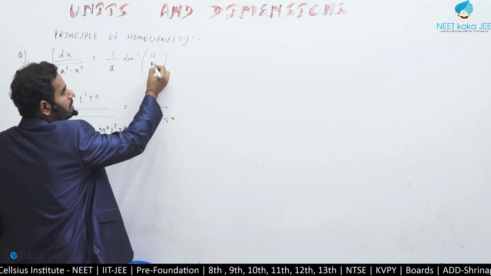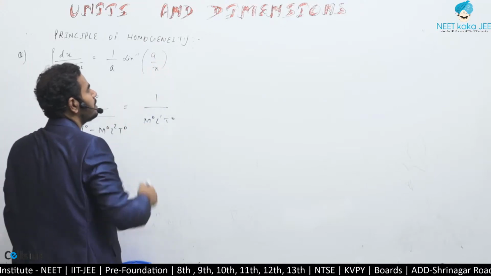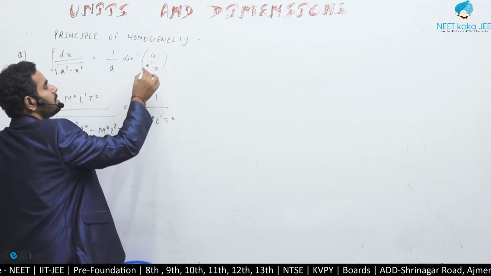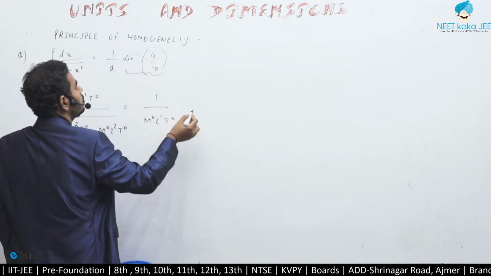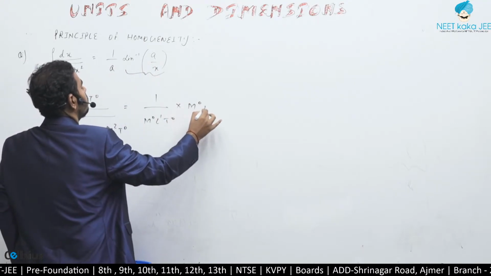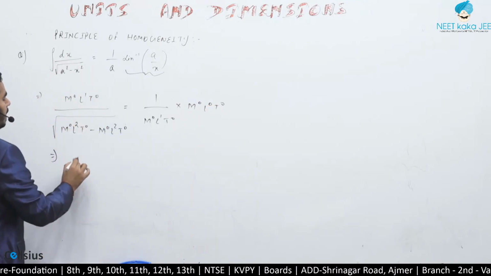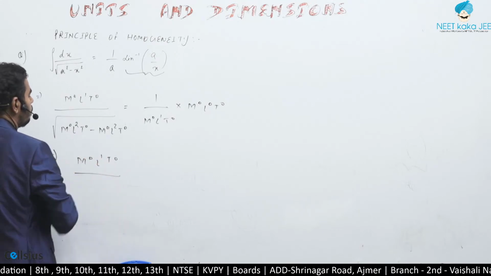you can guess that both will be having the same dimension, because inside sine it must be dimensionless, and for this part to be dimensionless the dimension of a and x must be the same, so that they cancel out. Okay, so this thing is obviously now dimensionless. So what I am going to write over here? M0 L0 T0. Now it is M0 L1 T0 divided by, and over here what is written?